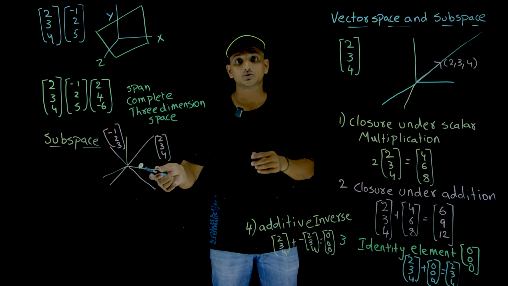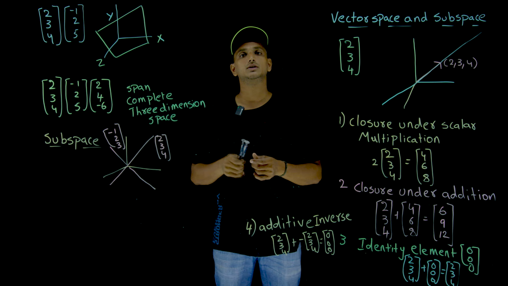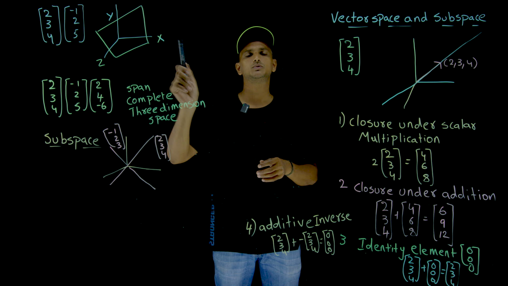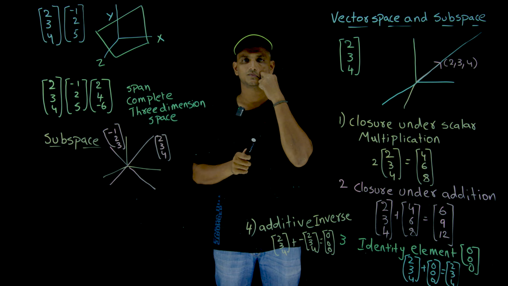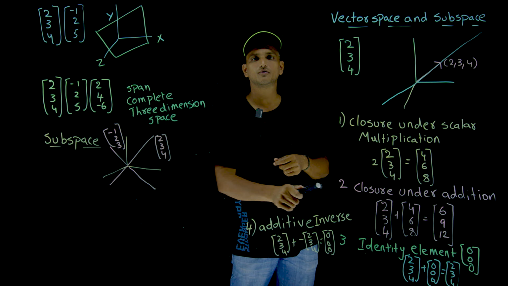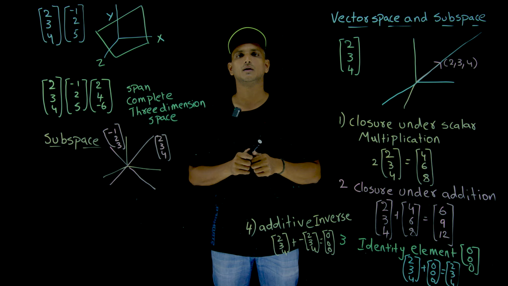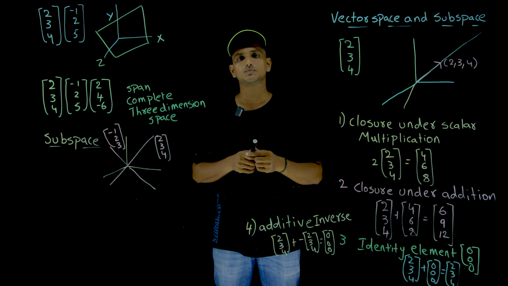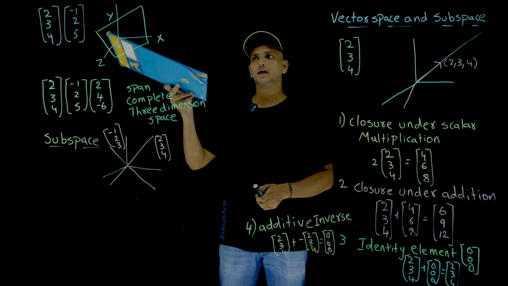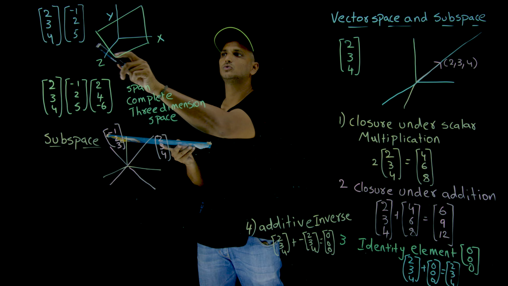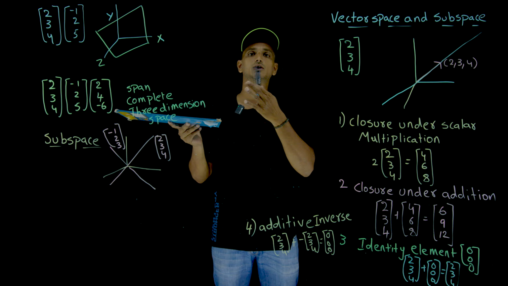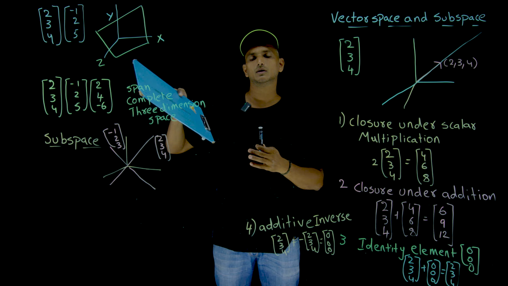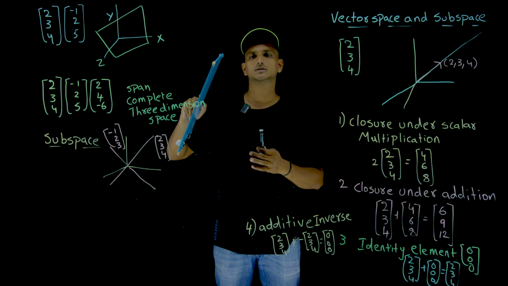Is this the only subspace? No. You consider this plane. This is also a subspace in three-dimensional space. For these vectors, this plane is a subspace. It is satisfying the properties of vector space. Is this the only plane we have in this three-dimensional space? No. This plane we obtained by using these two vectors, 2, 3, 4 and minus 1, 2, 5. You take any other two vectors, your plane changes. It will move like this, like this, like this.